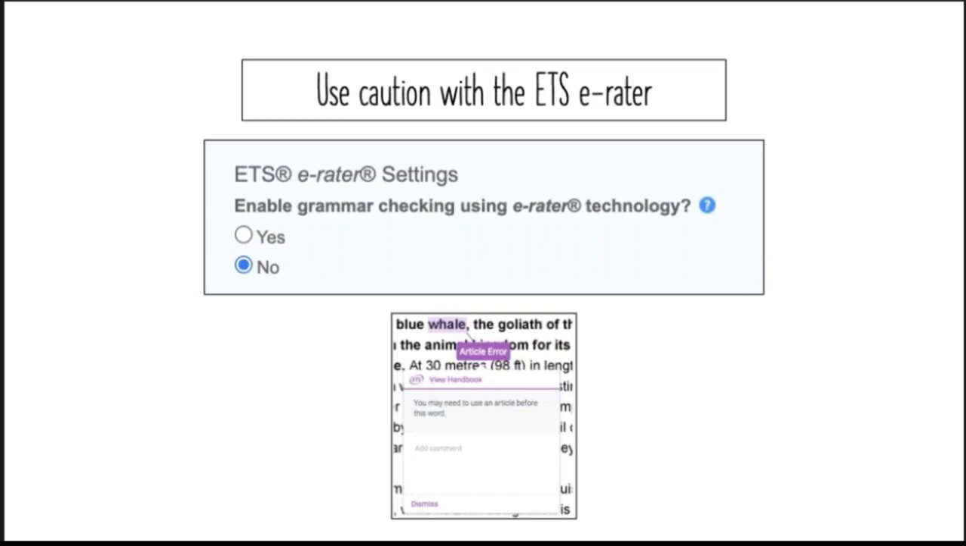Now, one way that you might use it is if kids are submitting a draft, you could turn that on so they can see it. And that might just help them with their proofreading because it might alert them to areas they need to look at more, but there definitely are mistakes. Like look at this. It says blue whale, and it says article error. You may need to use an article before this word. Blue whale, the blue whale, a blue whale. I don't think so. There's never going to be an article there. So some of your kids, maybe some older high school kids, could filter through that. If I gave this to a 7th grader, I think their heads would explode and they'd get really confused.